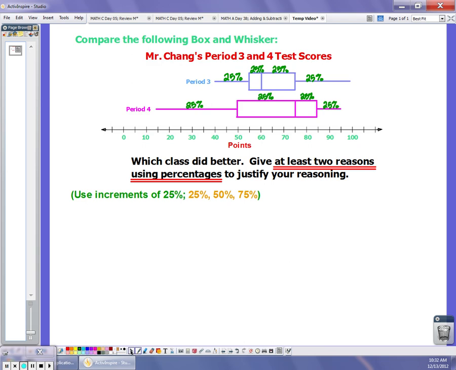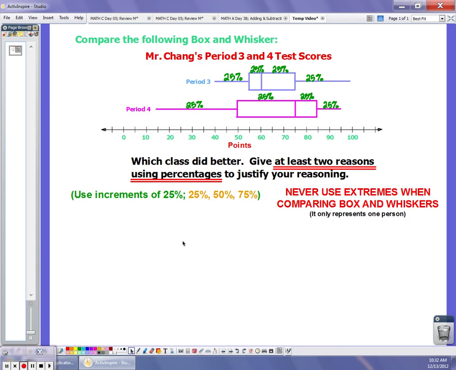Now, when we compare our box and whisker plots, it is very tempting to look at our extremes. But we never use our extremes when comparing box and whisker plots in general, because they only represent one person. And I don't want to know information about one person. I want to know in general about the entire class. So which class did better?